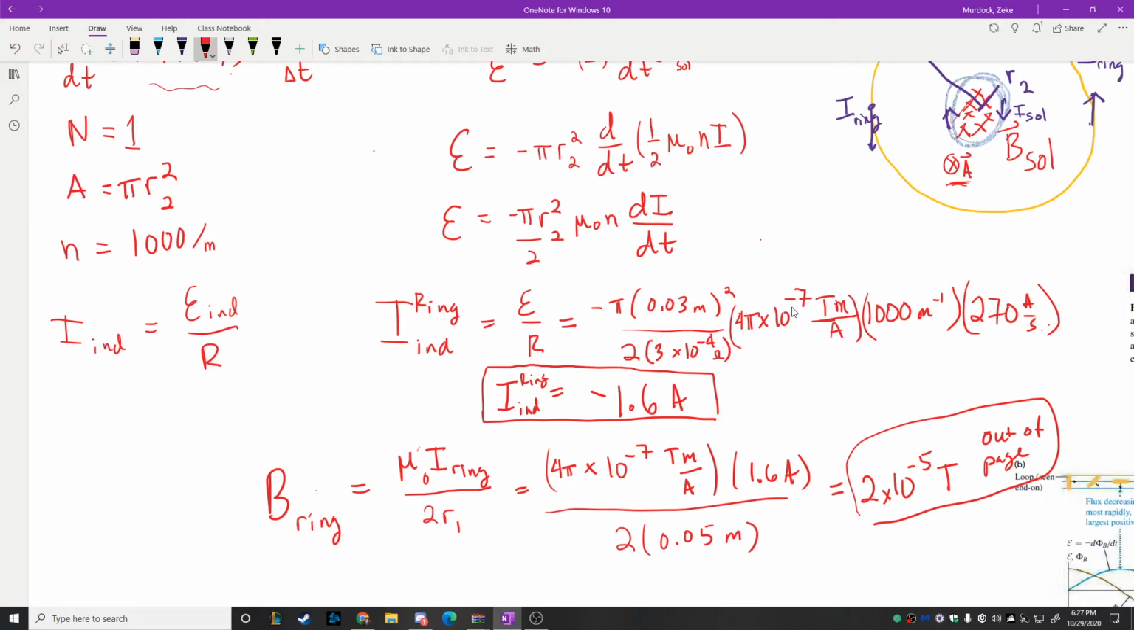It's also one of the rules of Lenz's law that if you have increasing flux, the magnetic field induced in the ring has to be opposite to the external field, which would be the field from the solenoid. All right, so there's a nice little Faraday's law problem that should help you with some of the things you'll see on your homework.